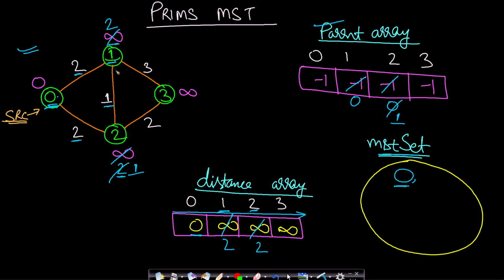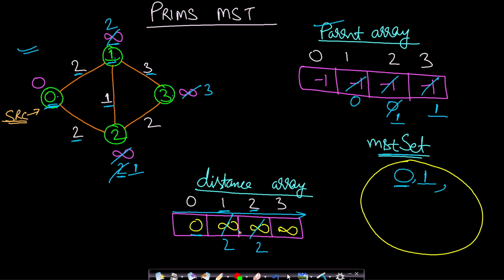And once we are processing this, we will include it into the MST set, right? So now relax this edge from 1 to 3. The distance value is 3. It is infinity, so make it 3, and the parent of 3 will be 1. Okay, now this is also done.